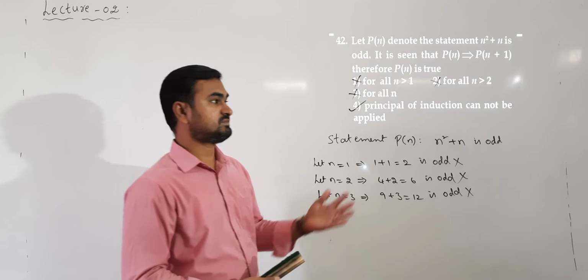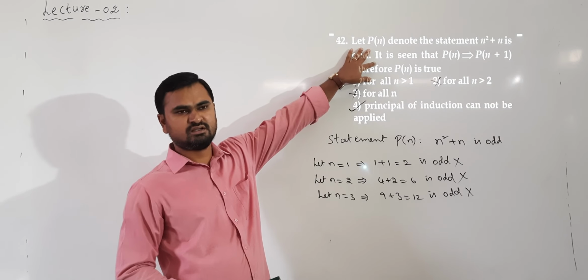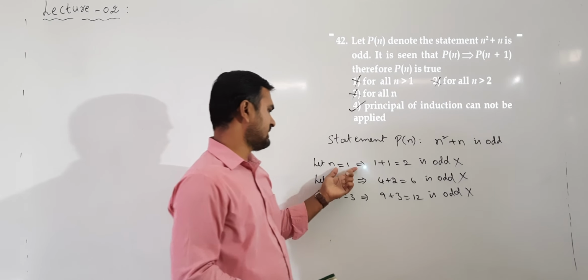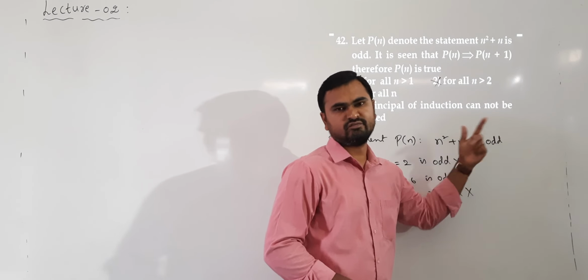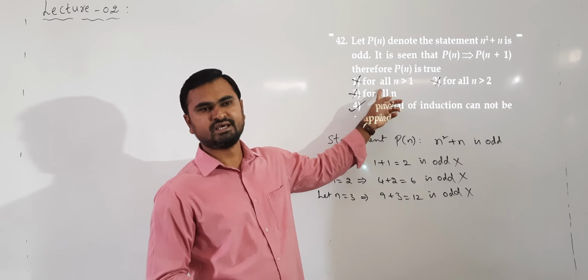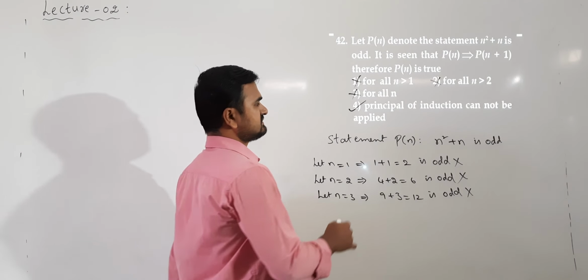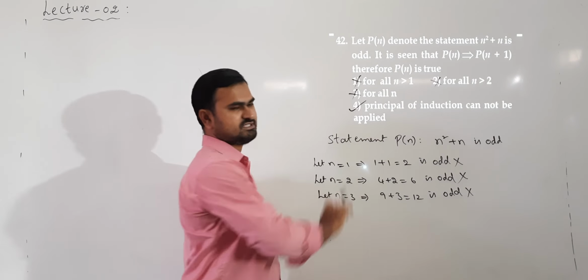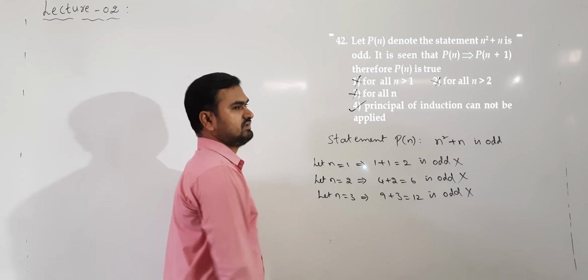So the principle of mathematical induction cannot be applied for this statement. Why? Because for any value of n we take, n square plus n is always even, but the statement says it is odd. So this statement is always false. That's why we are not able to apply the principle of mathematical induction. So the fourth option will be correct.